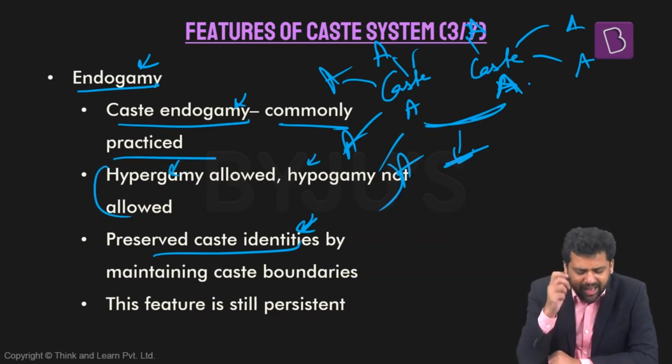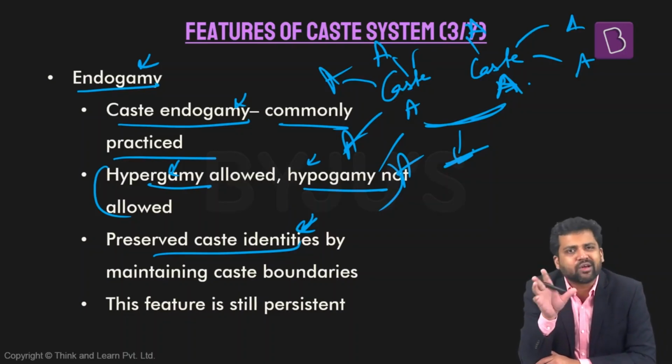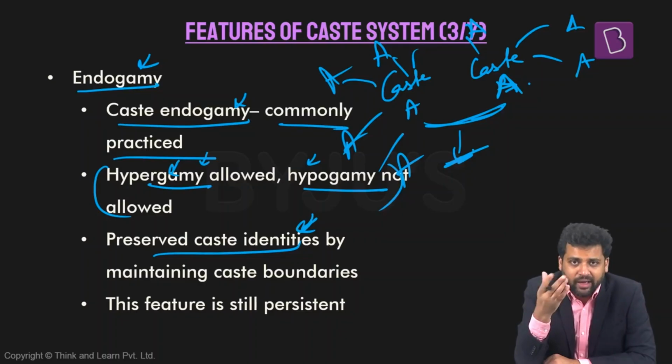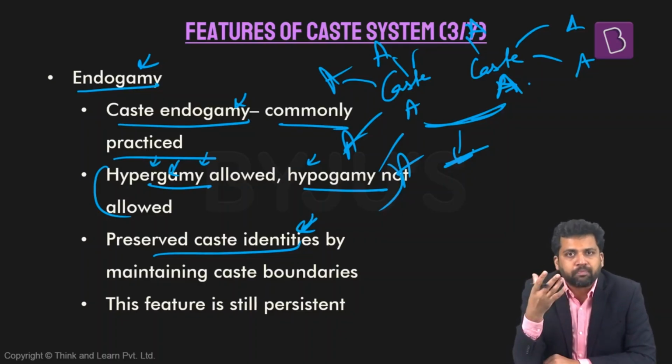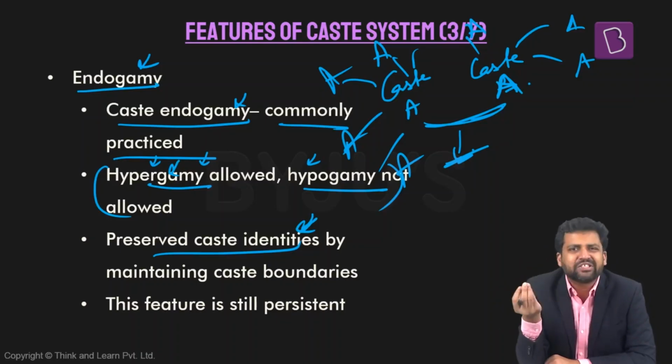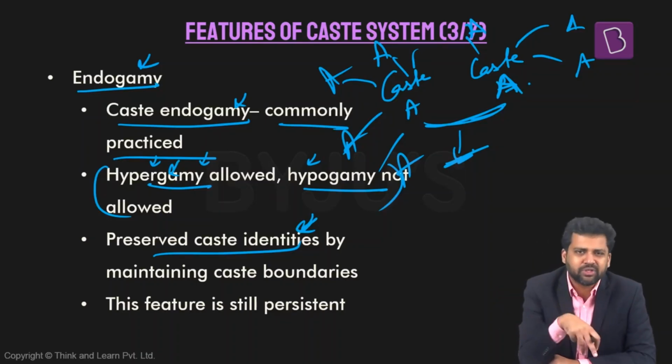Two terms might be new to you. Hypergamy is allowed, hypogamy is not allowed. So usually marriages across caste are not allowed, but sometimes there can be exceptions. If a female from a lower caste is marrying a male from a higher caste, that is generally allowed. That is called hypergamy. So the groom is from the higher caste. What will happen after the marriage is that the bride's caste status will also get elevated. So this is something which has been traditionally allowed. Generally, intercaste marriage is not allowed, but again, sometimes there can be exceptions. So hypergamy can be allowed.